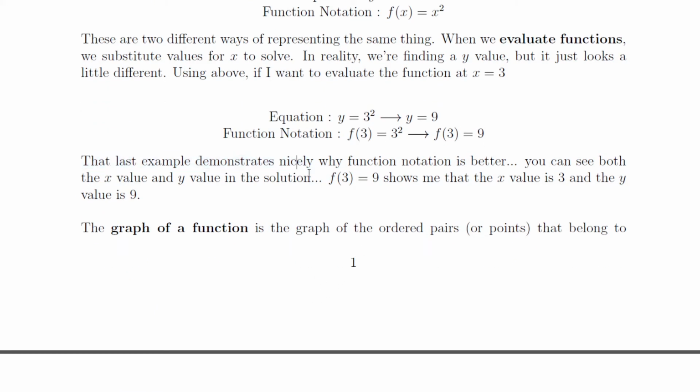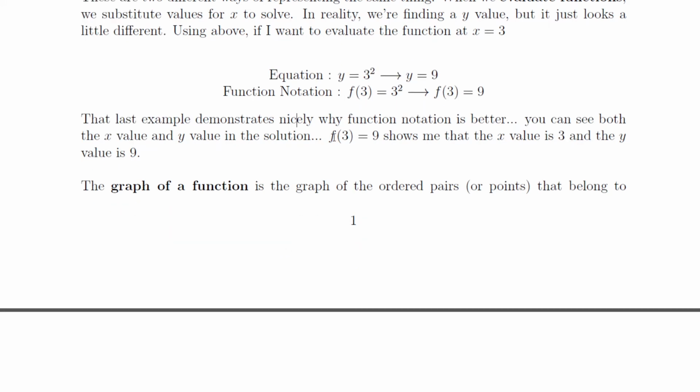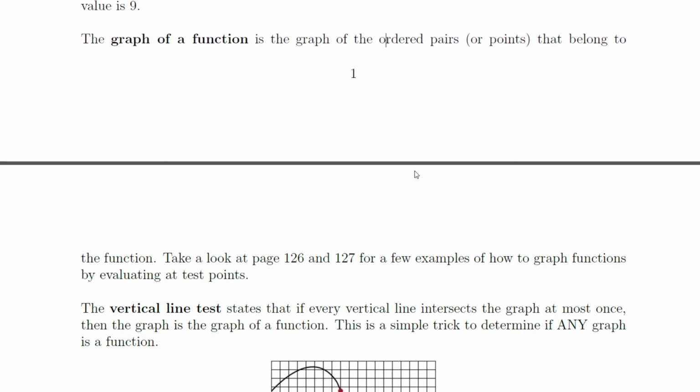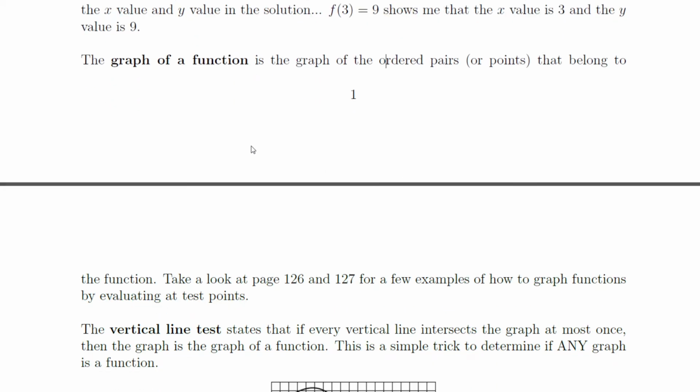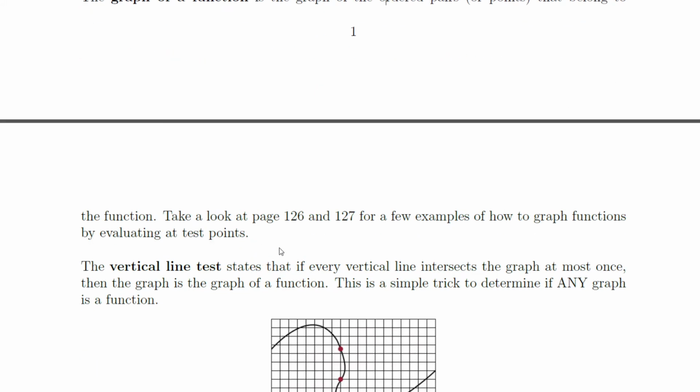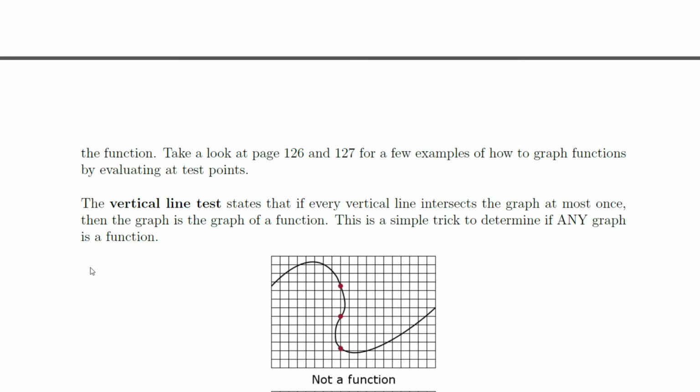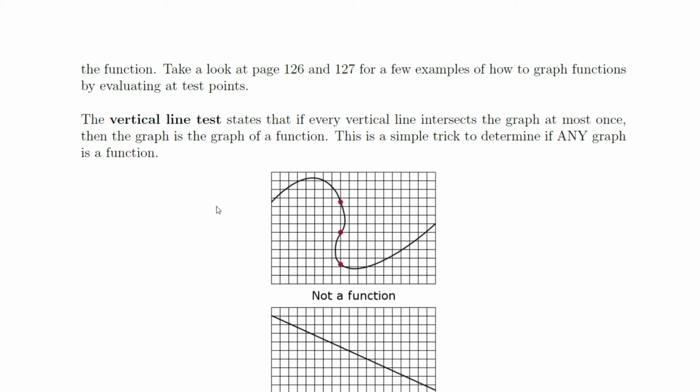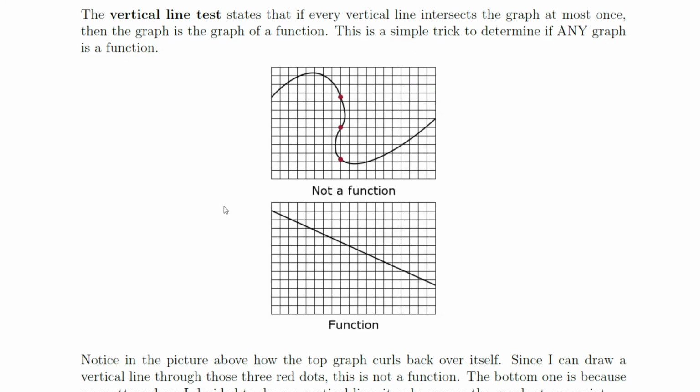Again, I kind of explained what I just explained here in this last paragraph, but you can see why it's beneficial to write it like this, because I know what the x value is, and then I know what the y value is. When we graph functions, the graph of the function is the graph of the points that belong to the function. I think that's kind of obvious. We did an example in the last section where that was the case. So you can go back and look at that. We'll probably do some more in the next few lessons.